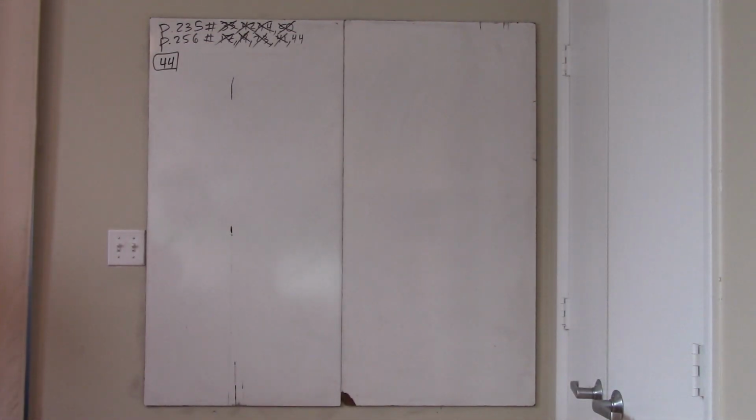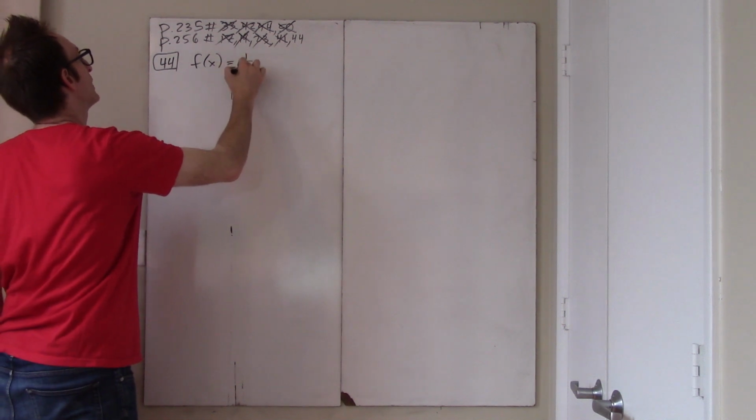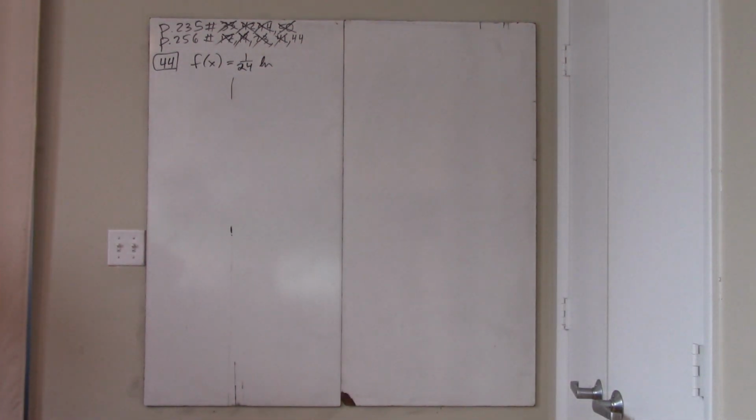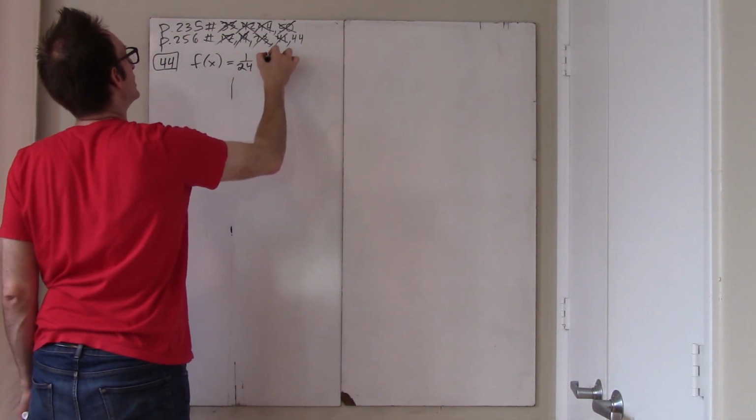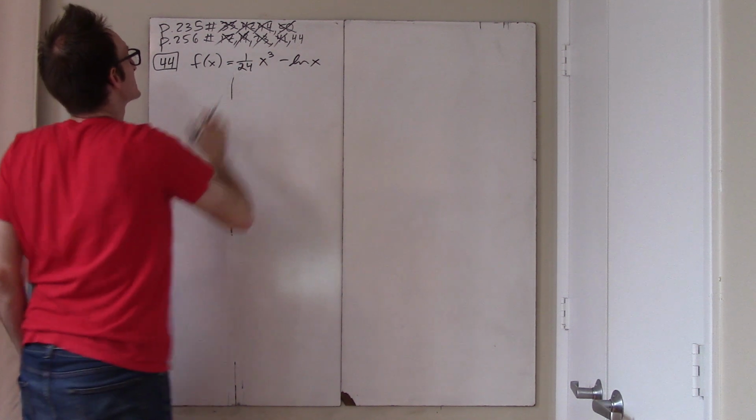44. f(x) equals 1/24 x cubed minus ln x. Okay. Let's go.